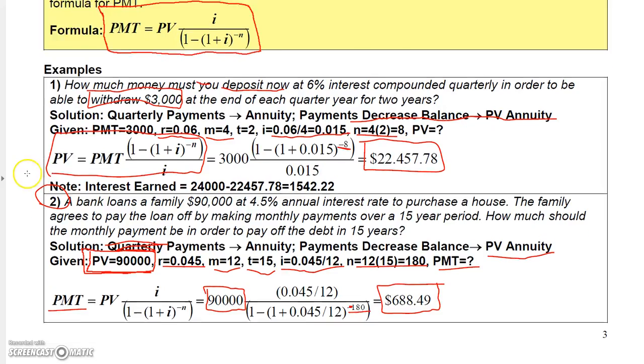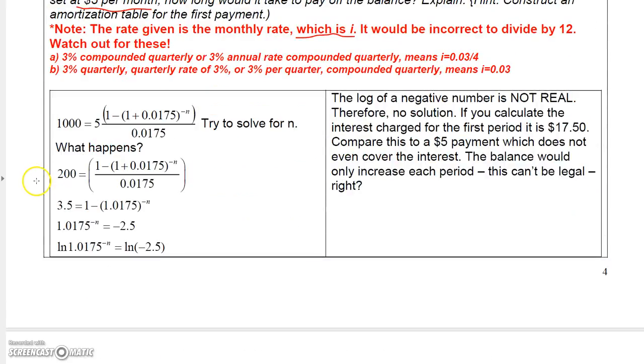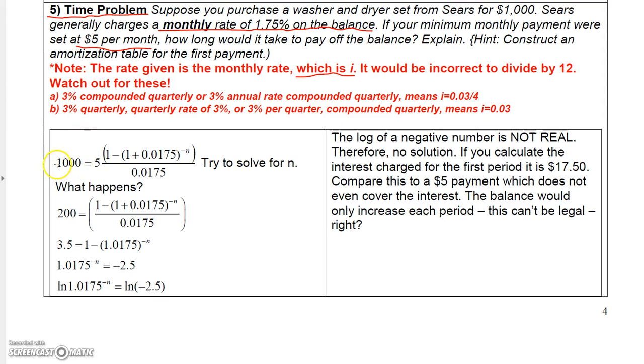Okay, so what I'm going to do is plug in the present value of the purchase, which is $1,000. I'm going to plug in the payment, and then I've got 1 minus (1 plus i), where i is 0.0175, to the negative n, and I'm solving for n. So remember, I have to solve for n. And then in the denominator I have 0.0175. Well, the first thing I'm going to do is divide both sides by 5. Divide 5 into 1,000, you get 200.